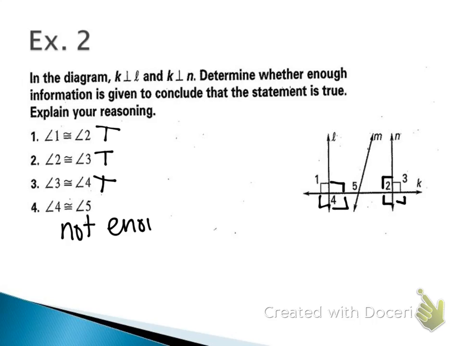We don't know if 5 is or is not a right angle. Maybe it is, they just didn't tell us. It appears that it's not, but either way, there is not enough information to say that they are congruent. You do not need to worry about explaining, just say true or not enough information. What are your questions on example 2?